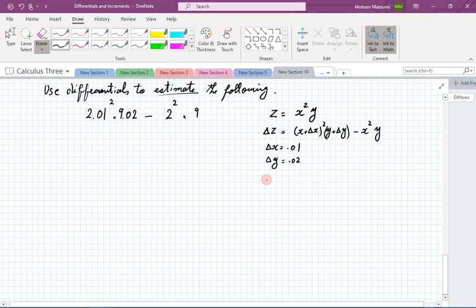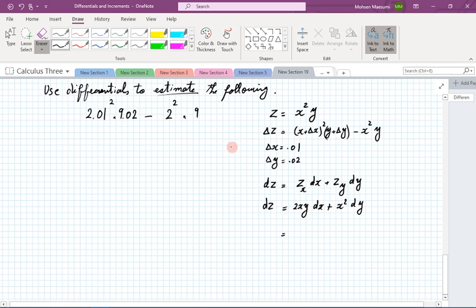Instead, what we are expected to do is to estimate it using the total differential of z. The total differential of z is z with respect to x dx, plus z with respect to y dy. The derivative of this thing with respect to x is 2xy, and this is dx, and the derivative with respect to y is just x squared dy. So that's our dz.